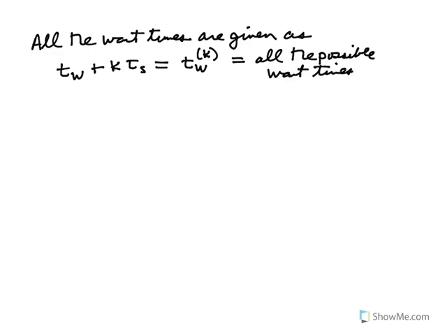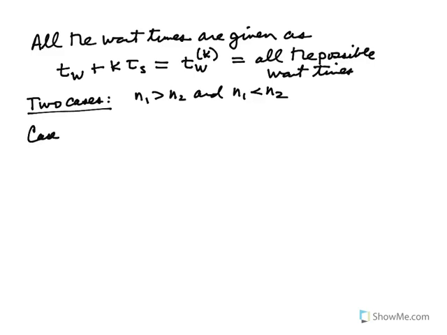Now, you can see again that this is going to depend upon the values of n1 and n2. There are going to be two cases, and these two cases are n1 greater than n2 and n1 less than n2. So we're going to do each of these cases separately. So we know that case 1 is n1 greater than n2.